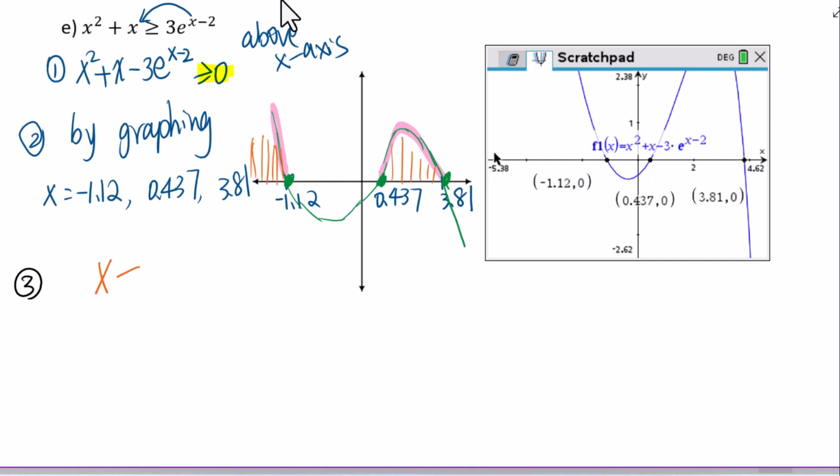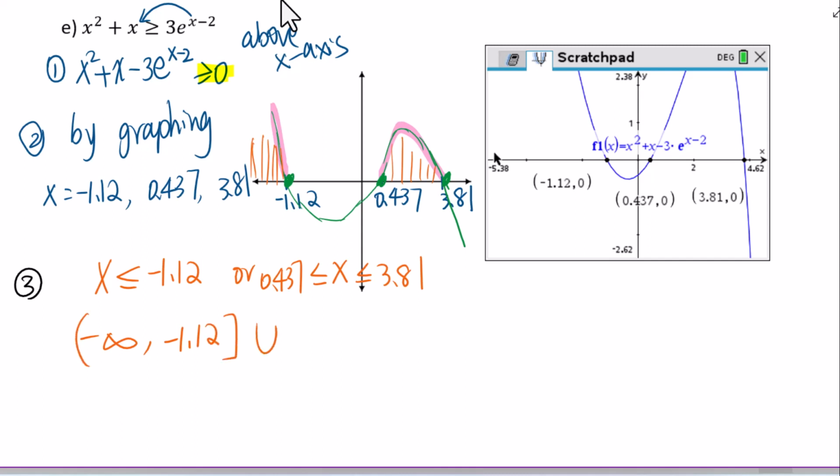So x less than or equal to negative 1.12, or x greater than or equal to 0.437, less than or equal to 3.81. We can write down the interval form: negative infinity to negative 1.12, bracket, union, bracket, 0.437, 3.81, bracket.